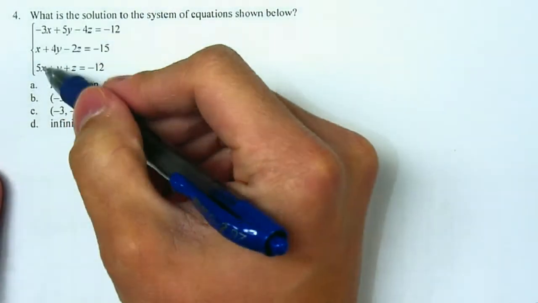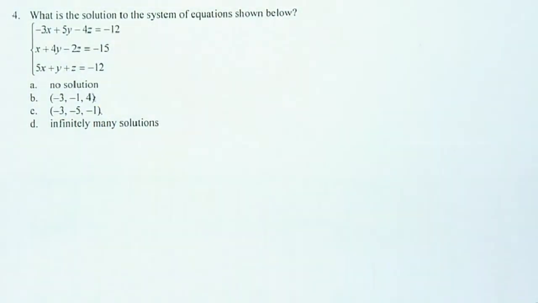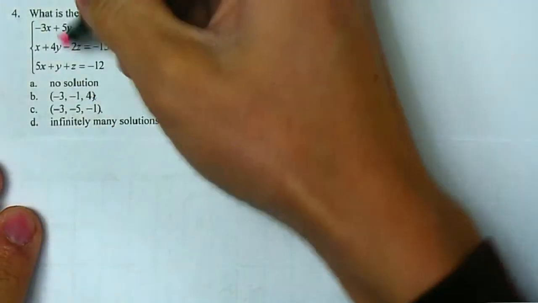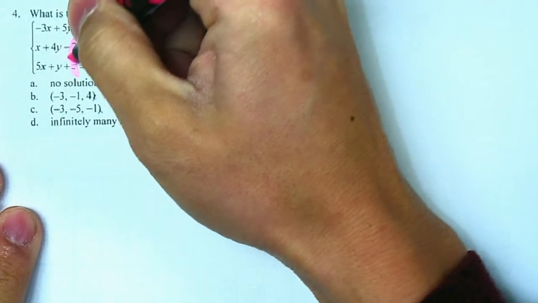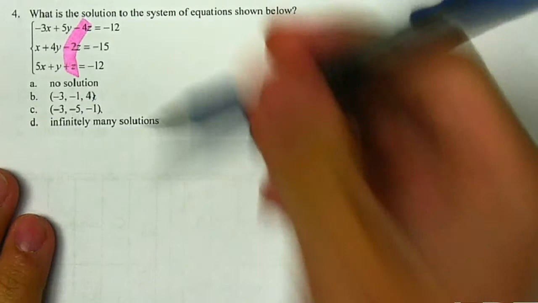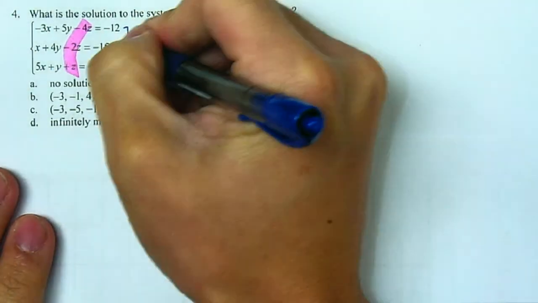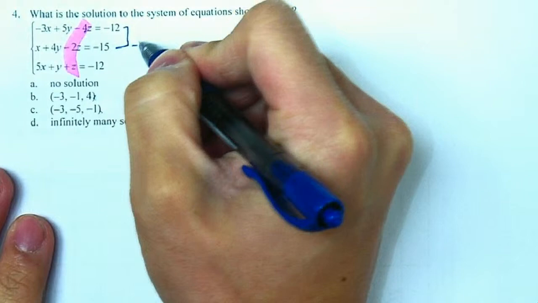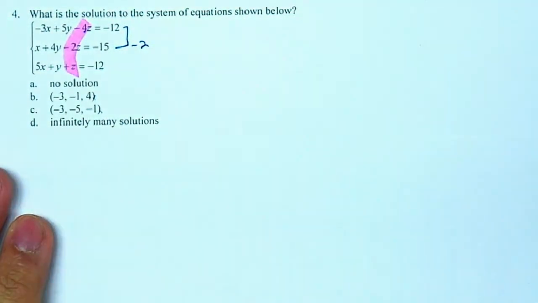So looking at the x's, the y's, and the z's, which one looks like it's the easiest to eliminate first? They all look pretty easy. But I'm just going to choose the z's, since those have the smallest coefficients. So for example, I can choose these two equations. I want opposites, that's a -4. I can multiply this by -2 to make it into a +4.